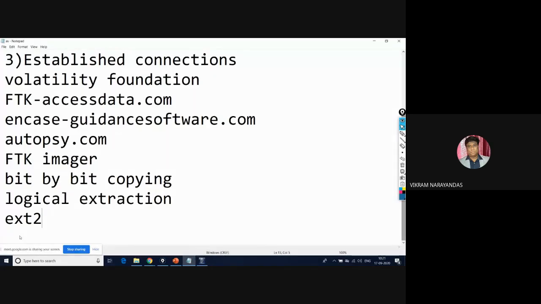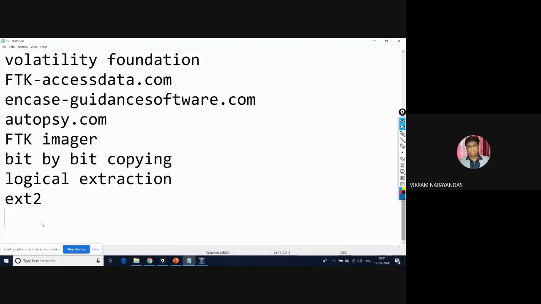Next, if you go for Apple, what is the file system you're using? Anyone, please answer in the chat box. What is the file system for Apple? No one? For Linux, you're using the ext2 file system. For Apple, anyone? APFS, Apple File System. Okay.